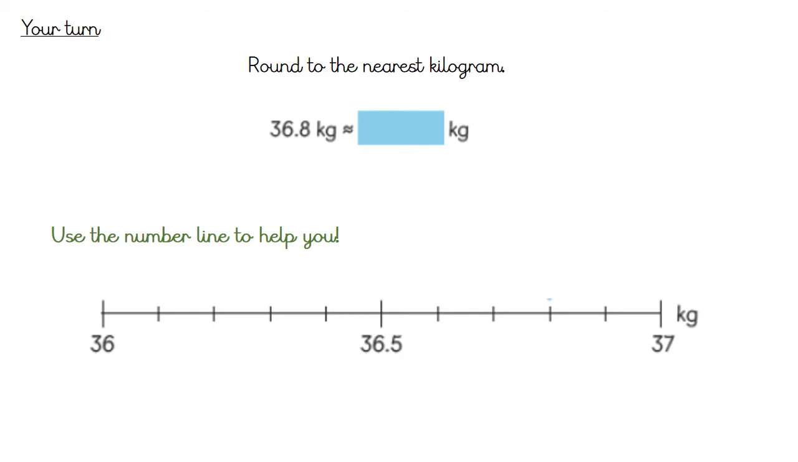Okay, so 36.8 on our number line would be here, and we can very clearly see that 36.8 is nearer to 37 kilograms, and therefore rounded to the nearest kilogram, 36.8 kilograms would be 37 kilograms.